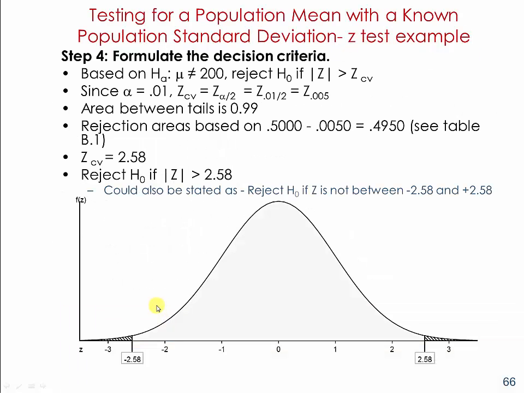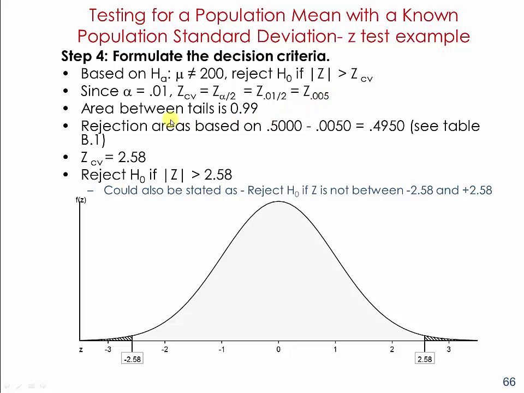Formulate the decision criteria, or the decision rule. So based on the null and the alternate hypothesis that mu is equal to 200, we're going to reject the null hypothesis if the absolute value of z, remember it's a two-tailed test, is greater than the z critical value. If the absolute value of our z-test statistic exceeds the z critical value, then we're going to reject the null hypothesis and call baloney on the assumption that nothing is going on. Since our alpha is equal to 0.01, our z critical value is equal to 0.005.